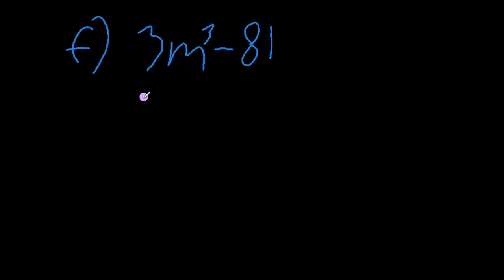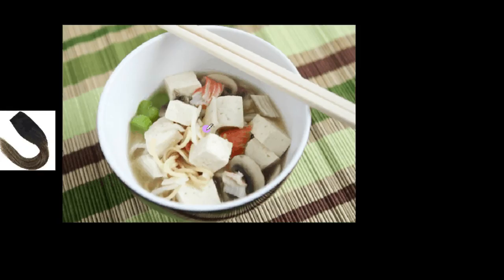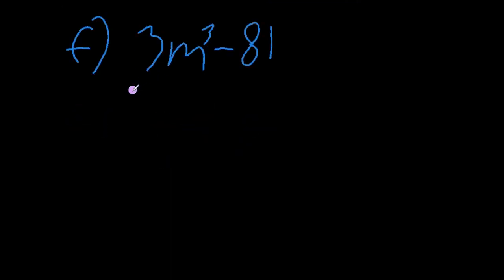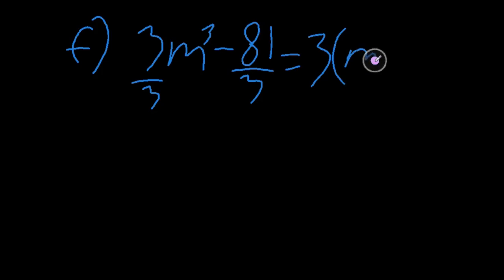Let's take a look at the last example, problem F, which states 3m cubed minus 81. How should we start this problem? Let's see. Oh, I know, we should look for that GCF, that hair in our soup. So what GCF is in this problem? It's going to be this number 3 here. So we can take a 3 out of both of these. We can divide by 3 and we'll get a 3 outside. And on the inside we will get m cubed minus 81 divided by 3 is 27.